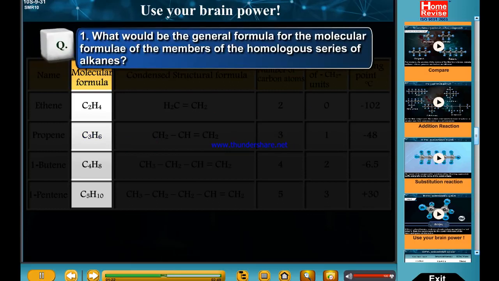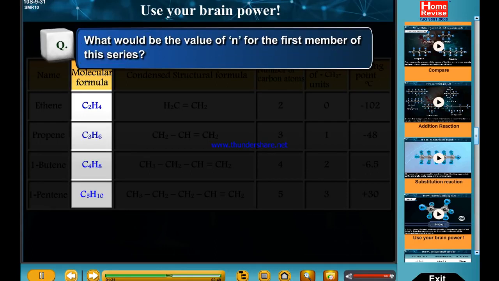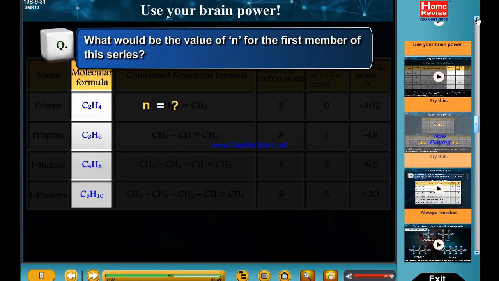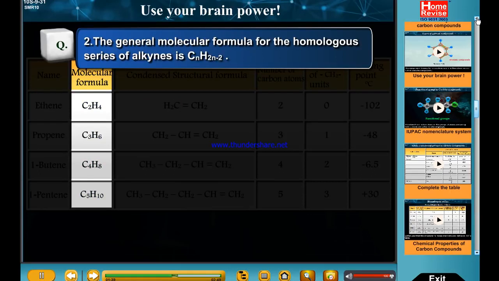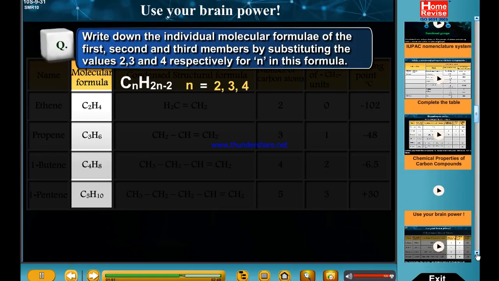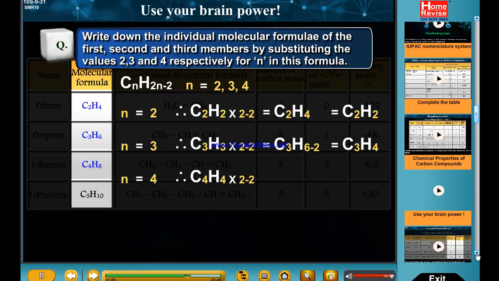1. What would be the general formula for the molecular formulae of the members of the homologous series of alkanes? What would be the value of n for the first member of this series? 2. The general molecular formula for the homologous series of alkynes is CnH2n minus 2. Write down the individual molecular formulae of the first, second and third members by substituting the values 2, 3 and 4 respectively for n in this formula.